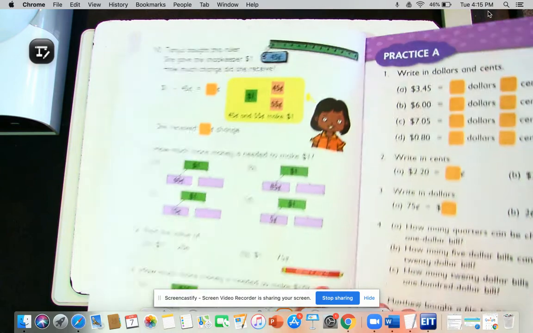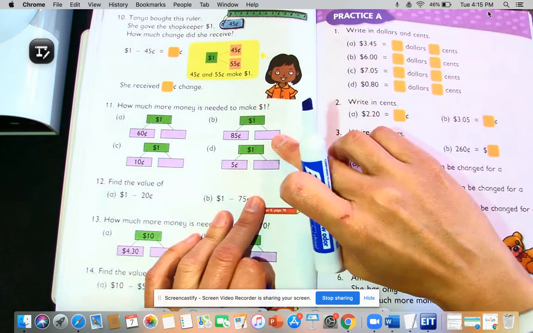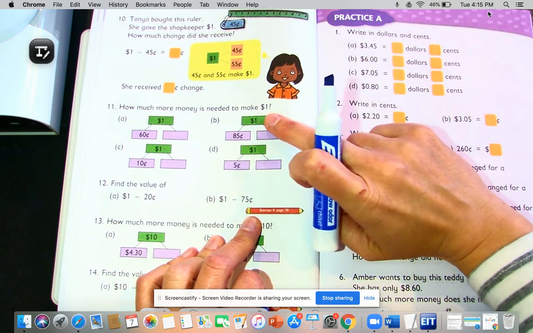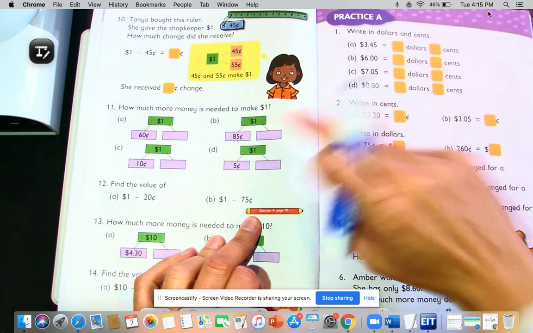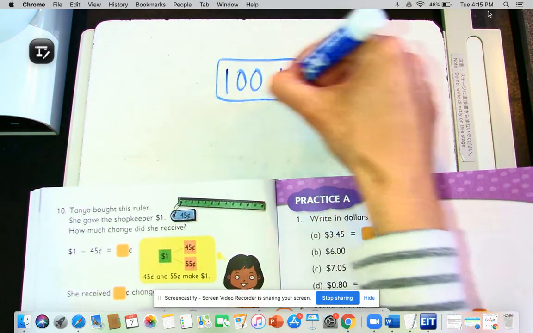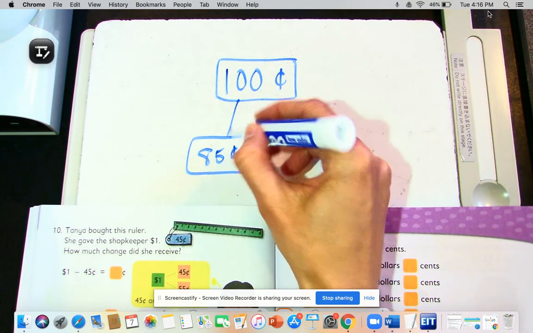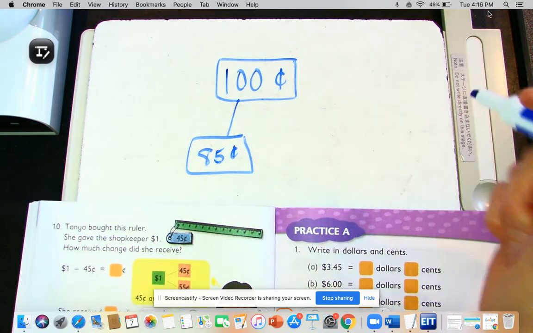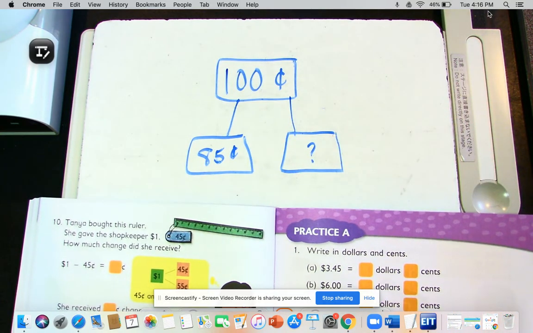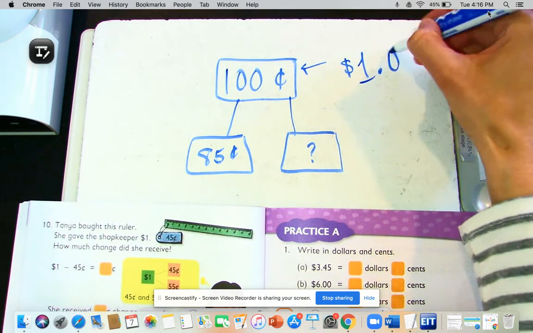In our textbook, let's look at this one. If we have $1 and then 85 cents, again we could think of this $1 as 100 cents. So I have 100 cents at the top, and over here I have 85 cents. Then we're trying to find out what other amount gets us up to a dollar. Again, we know that 100 cents is the same as $1.